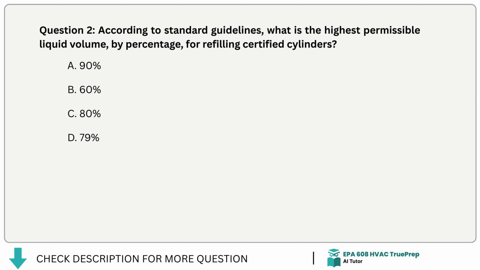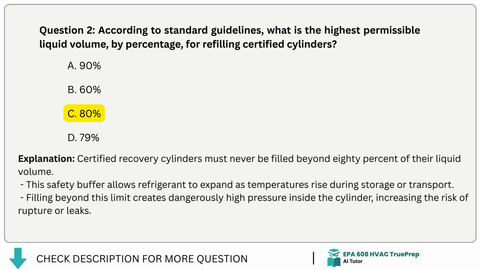The correct answer is C. 80%. Certified recovery cylinders must never be filled beyond 80% of their liquid volume. This safety buffer allows refrigerant to expand as temperatures rise during storage or transport. Filling beyond this limit creates dangerously high pressure inside the cylinder, increasing the risk of rupture or leaks. That's why the 80% rule is a strict industry standard.